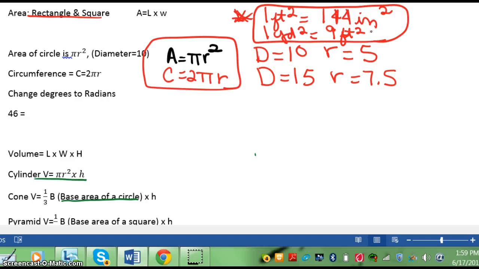The area of a circle is pi r squared. The circumference, which is the distance around, is 2 pi r. If they give you the diameter, all you have to do is divide by 2 to find the radius.